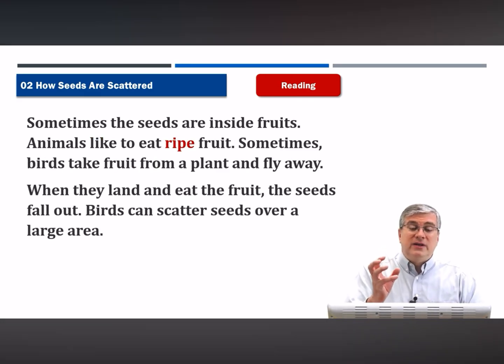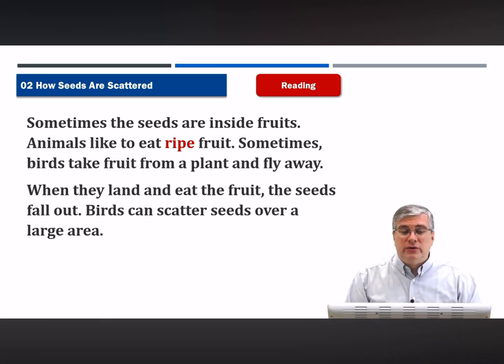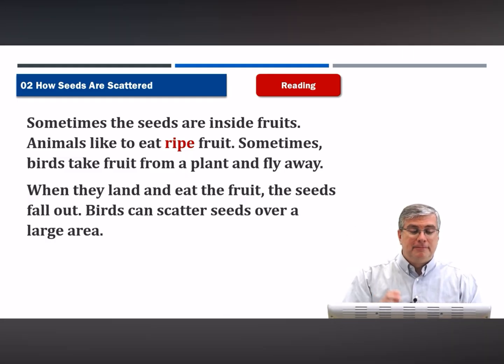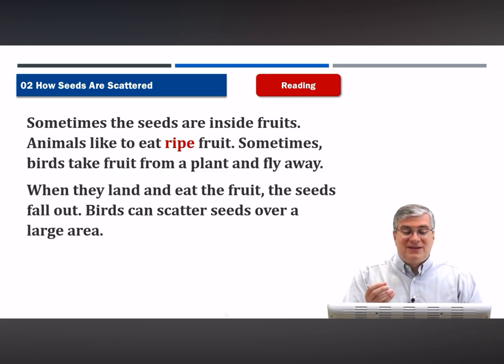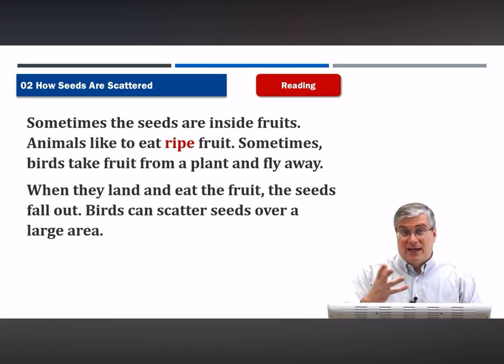Sometimes the seeds are inside fruits. Animals like to eat ripe fruit. Sometimes birds take fruit from a plant and fly away. When they land and eat the fruit, the seeds fall out. Birds can scatter seeds over a large area, as we talked about.